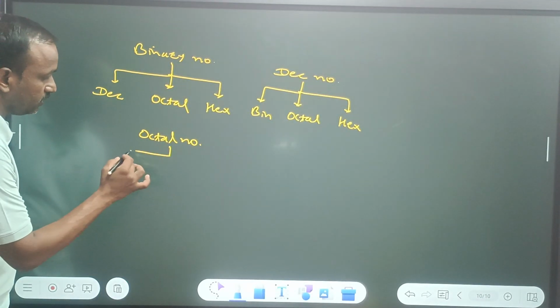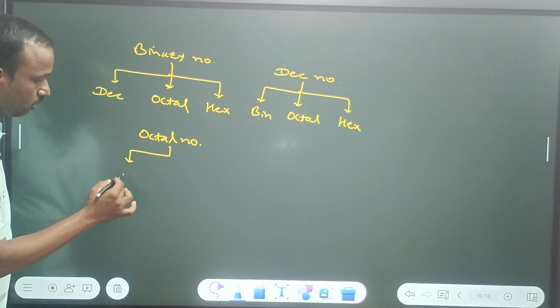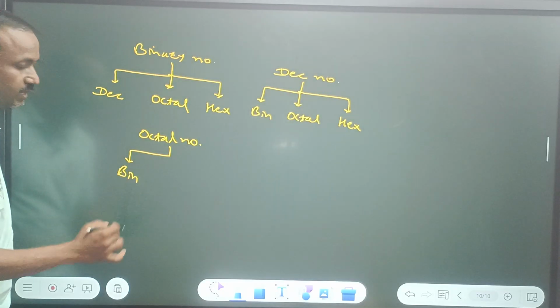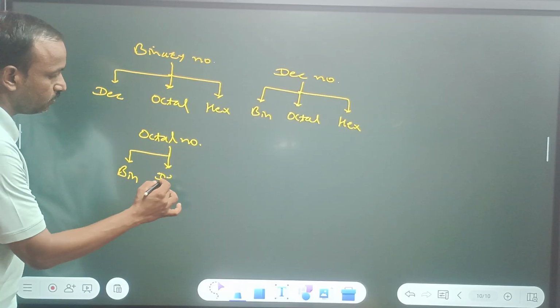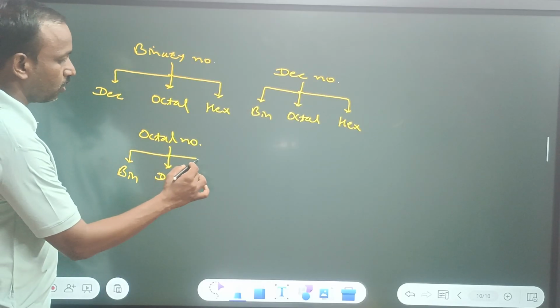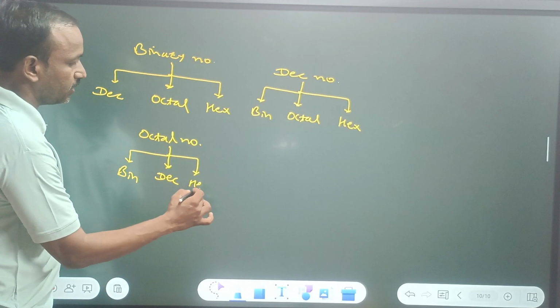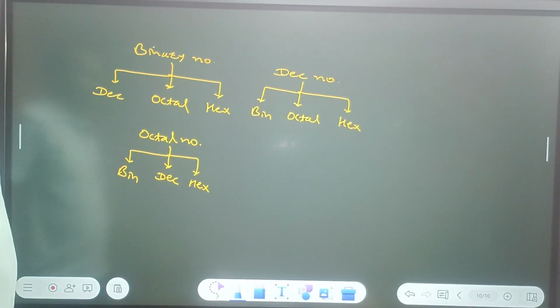Then first, it is possible to convert the given octal number into a binary number. Second, the octal number is converted into a decimal number, or the octal number is converted into a hexadecimal number.